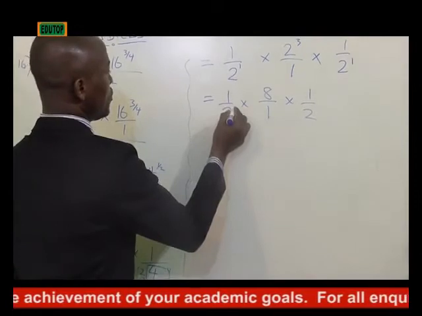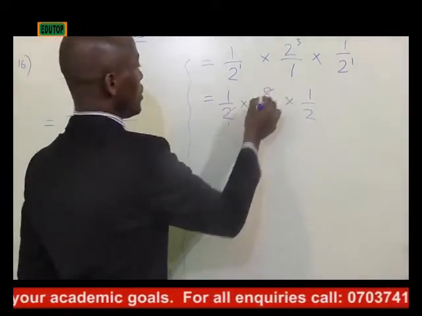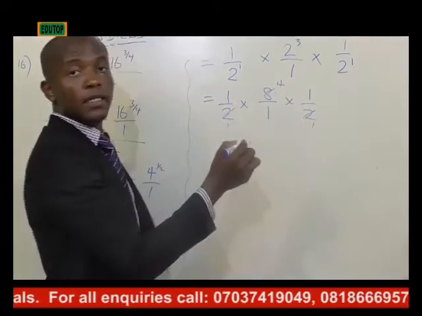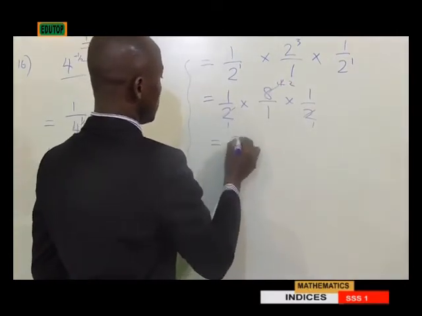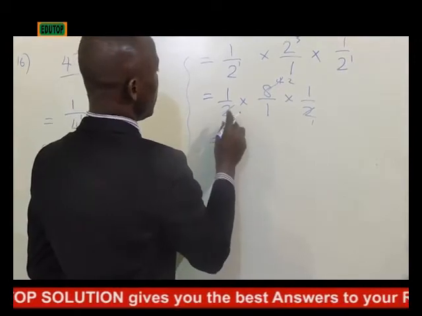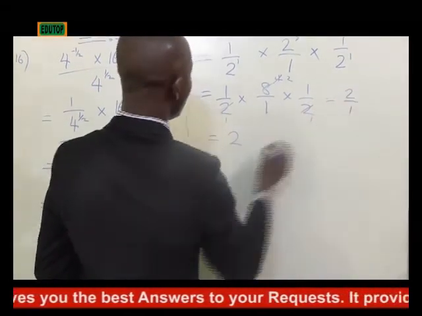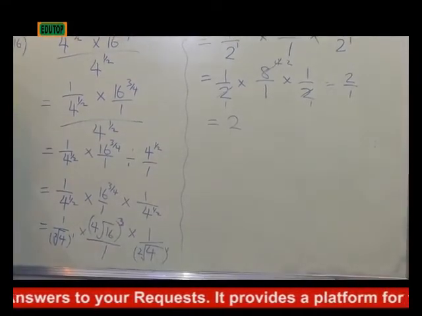2 divided by 2 is 1. 8 divided by 2 is 4. 2 divided by 2 is 1. And then 4 divided by 2 is 2. So our final answer is 2. 1 times 2 times 1, that's 2. Then 1 times 1 times 1 is equal to 2 all over 1. So we can conveniently say that our final answer is 2.